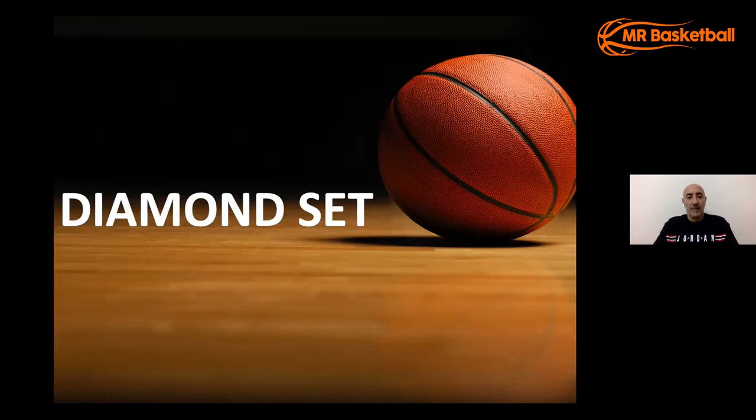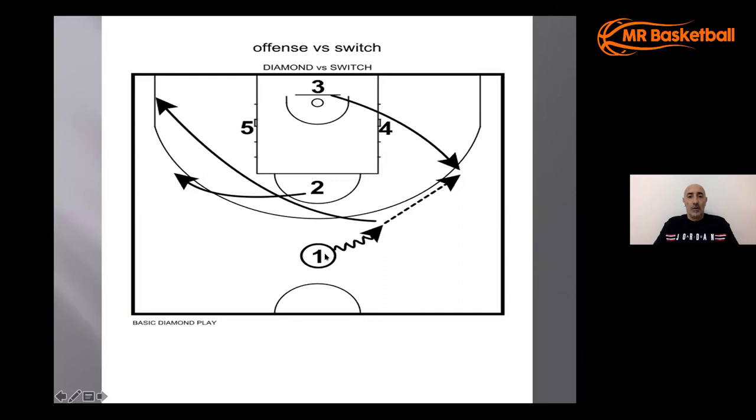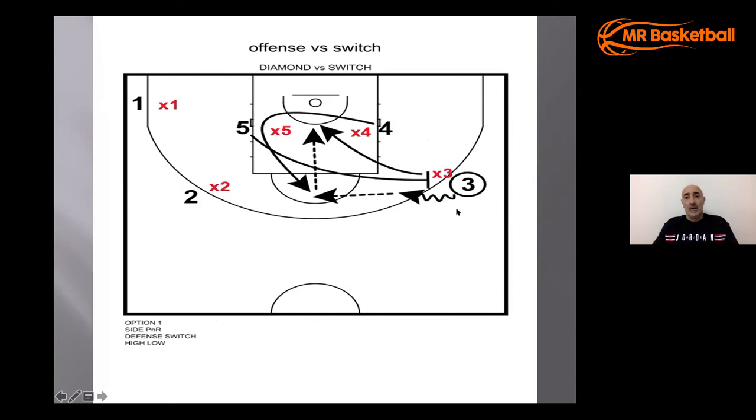Let's say here is a diamond set. We know that we have the two bigs at the blocks. We have a turnout screen and we pass the ball to the wing. We need here to run a side pick and roll action. As you can see, we initiate a side pick and roll with the five. Immediately, our point guard, after he passes the ball to the wing, sprints to the opposite corner to space out the floor more. We have a side pick and roll.